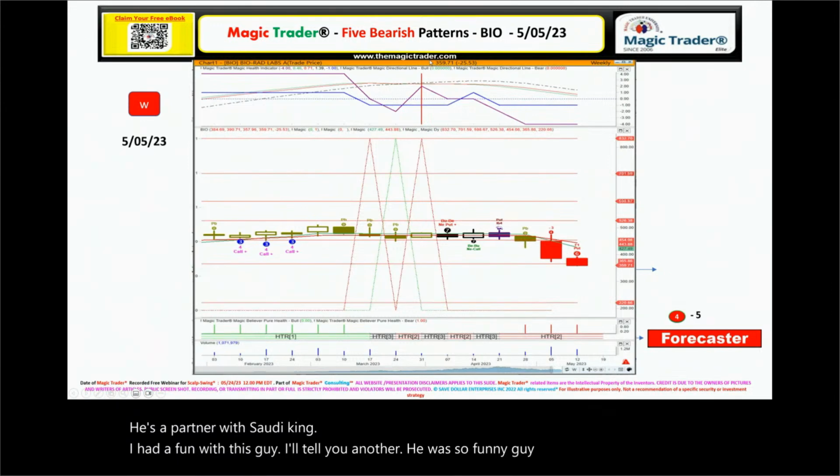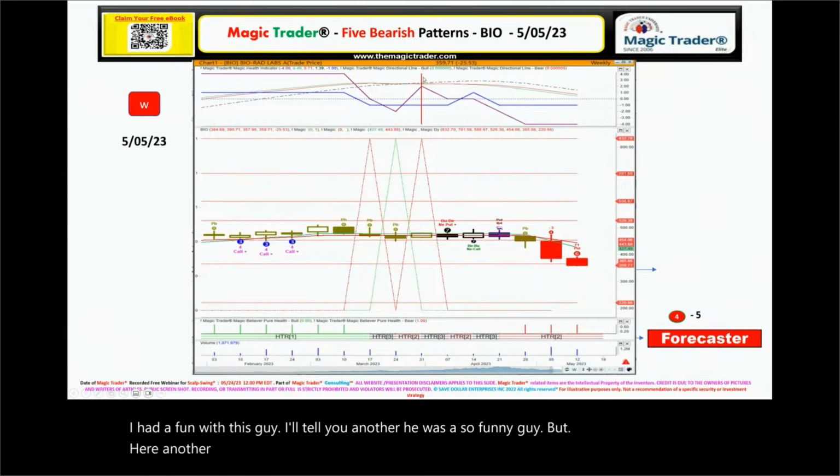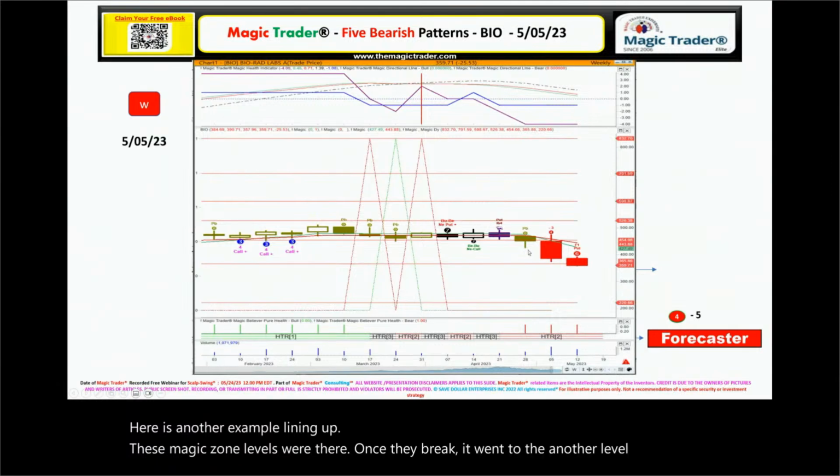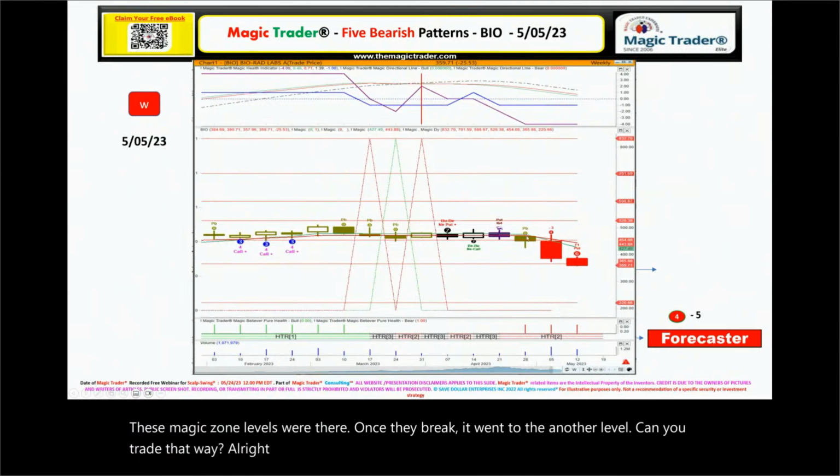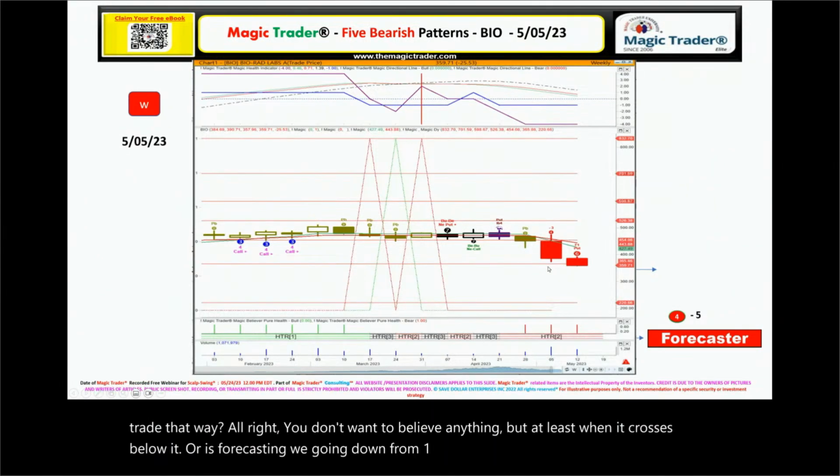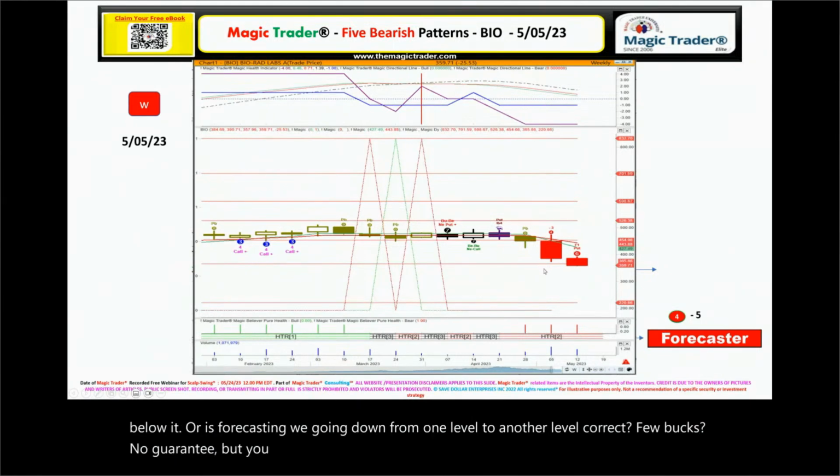But here is another example, lining up. These magic zone levels were there. Once they break it, it went to another level. Can you trade that way? All right, you don't have to believe anything, but at least when it crosses below it, or is forecasting we're going down from one level to another level, you can make a few bucks. No guarantee, but you don't have to worry about what the level is. It is done for you.